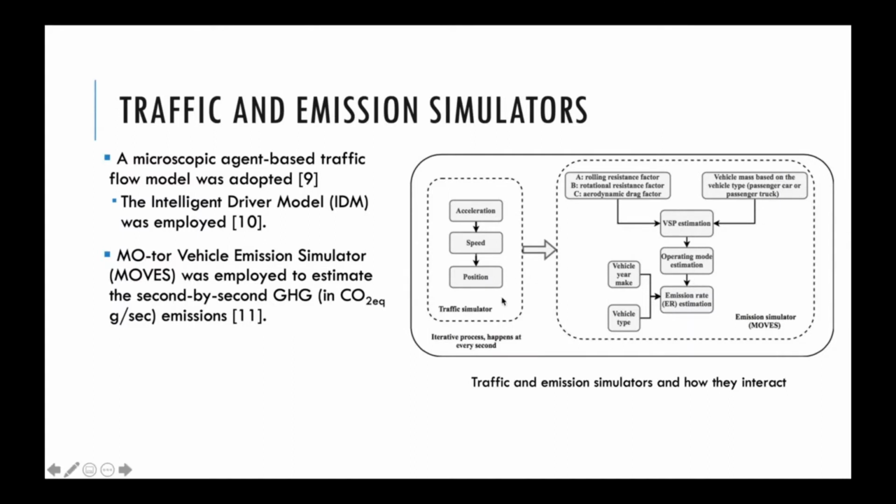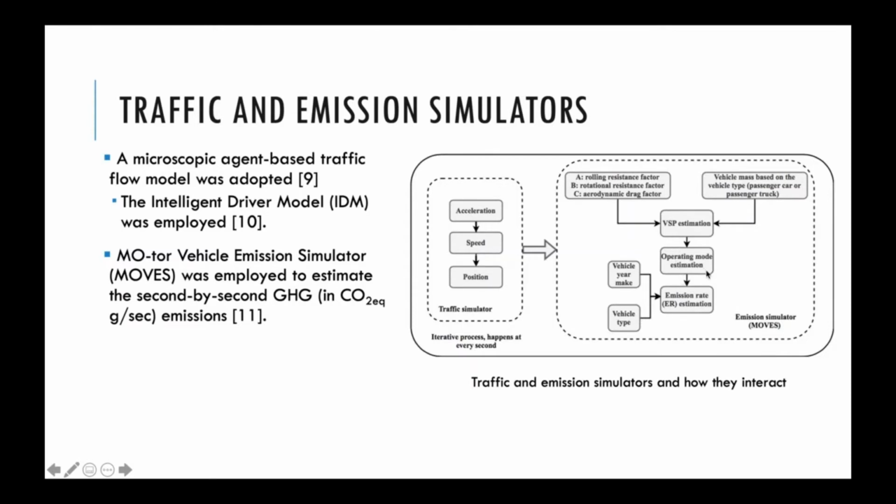This figure illustrates the interaction between the traffic simulator and emission simulator. As you can see here, the main outcome of the traffic simulator was acceleration and speed, position, and so on of every second. Then in terms of the emission simulator, the first step was finding the vehicle power for every vehicle at every second. And this requires the two outcomes of the traffic simulator, acceleration and speed, in addition to 4 parameters: rolling resistance factor, rotational resistance factor, aerodynamic drag factor, and the vehicle mass according to its type.